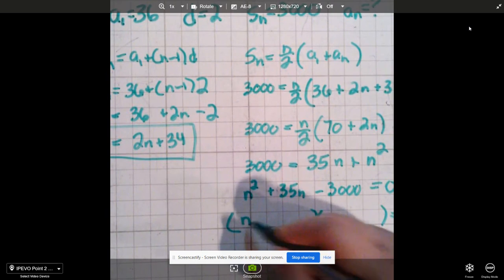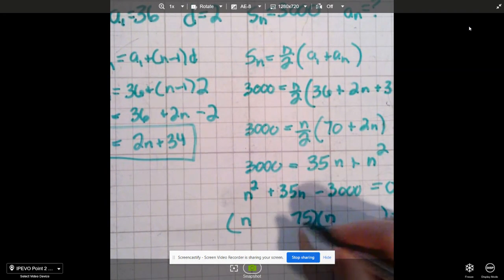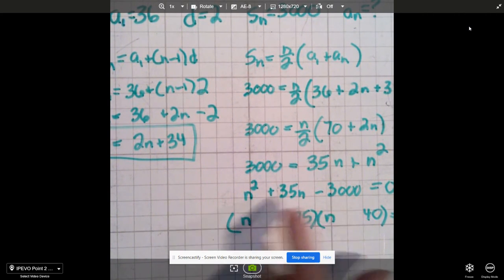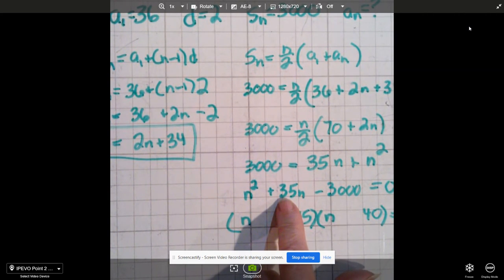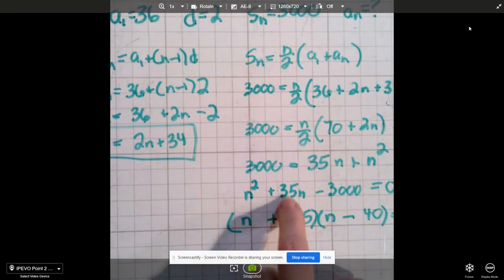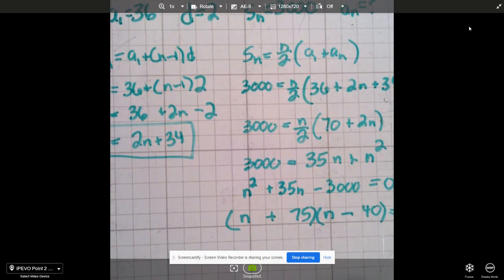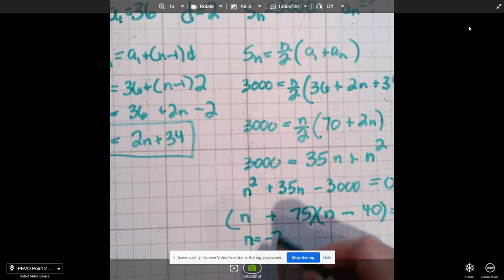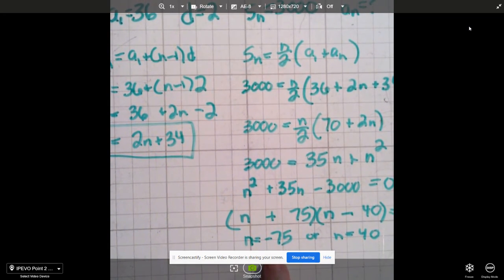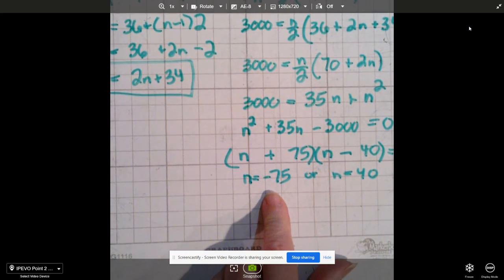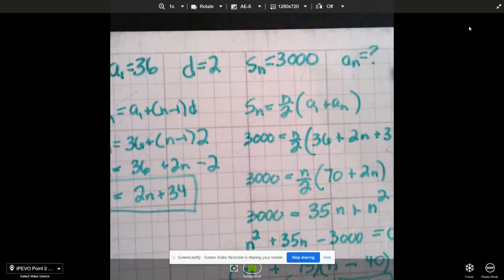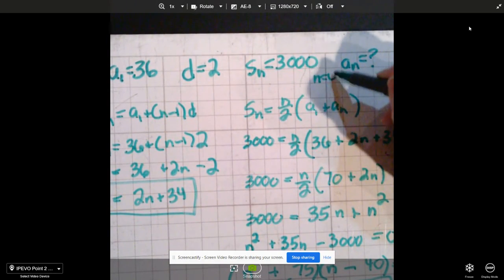So I know that 75 and 40 will work. 75 times 40 gives me the 3,000, and I need to get to a positive 35. So if my 75 is positive and my 40 is negative, that would give me a positive 35 there. So now I know that N is negative 75 or N is positive 40. Well, I can't have a negative 75 number of rows, so I know that it can't be that. So I know that my number of rows is 40. So up here, I can add this to my list, N equals 40.